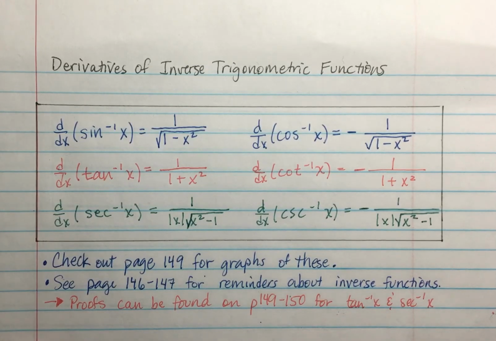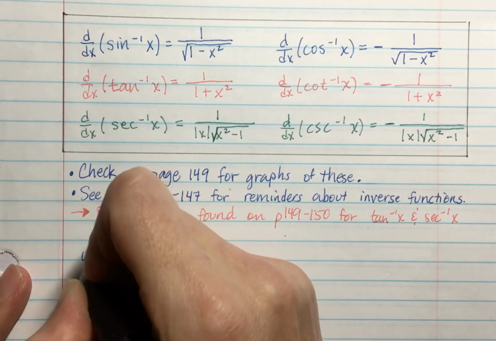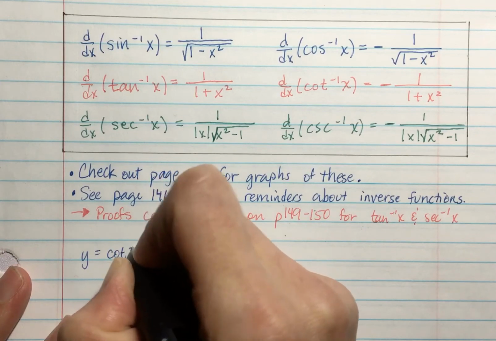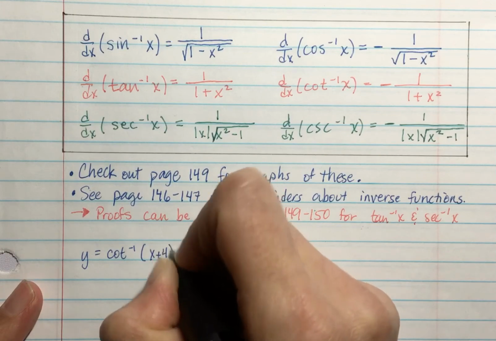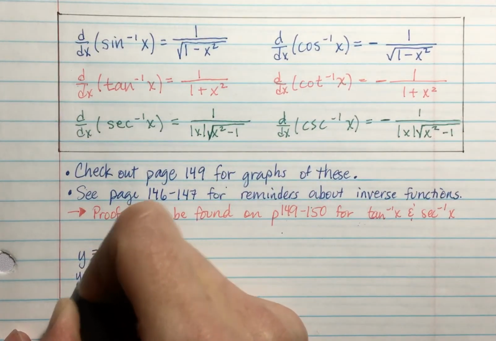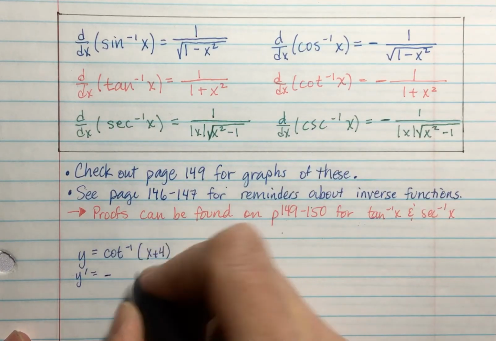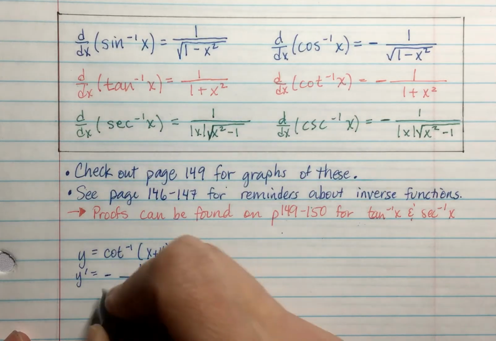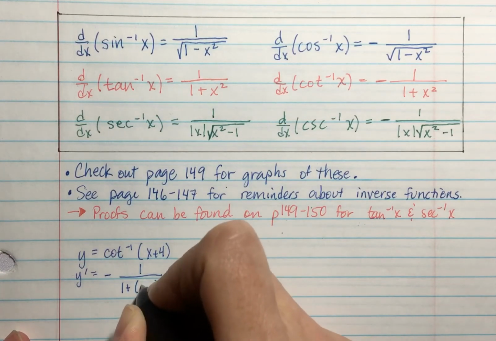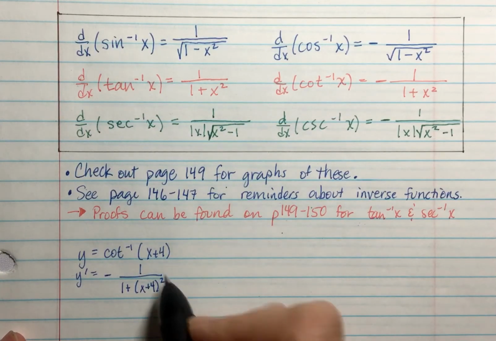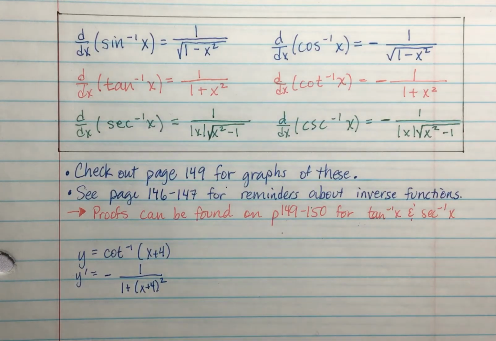Okay, let's take a look at an example of using one of these. Say we have y equals cotangent inverse of x plus 4. So the derivative of this is, the derivative of cotangent inverse is negative because it's a co, and it's 1 over, and then 1 plus whatever is inside squared. So that x plus 4 quantity squared. And then times the derivative of the inside because of the chain rule. But the derivative of the inside is 1, so that's not very interesting.